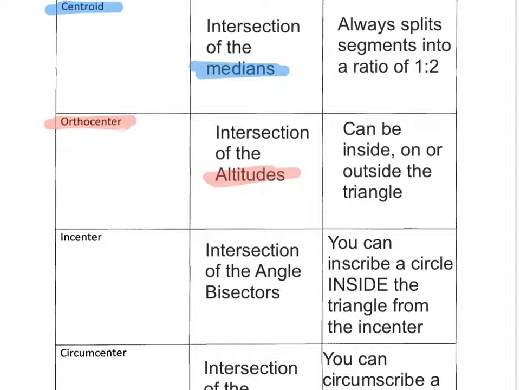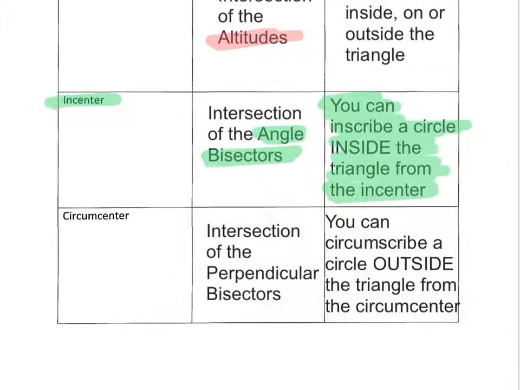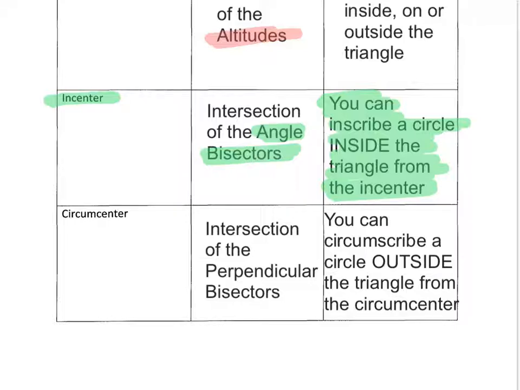The next thing is the incenter. The incenter is the intersection of the angle bisectors. What's cool about this is that you can inscribe a circle inside the triangle from the incenter. That's not something you could do from these other points of concurrency. We'll talk about that with a compass as we progress through the week. And then the last one here is what we call the circumcenter. The circumcenter is the intersection of the perpendicular bisectors.